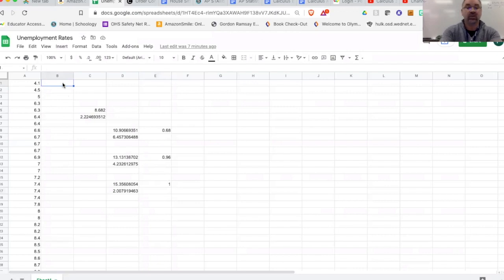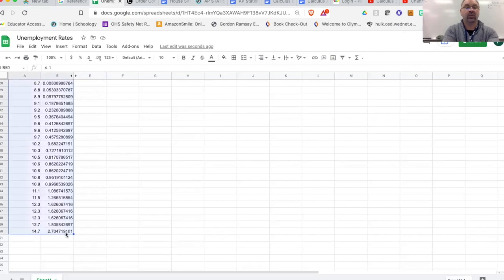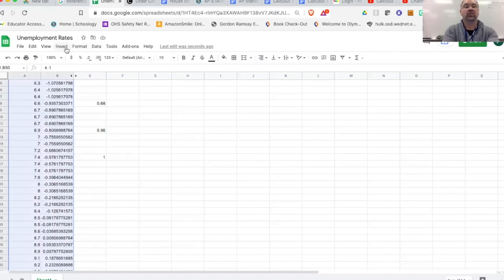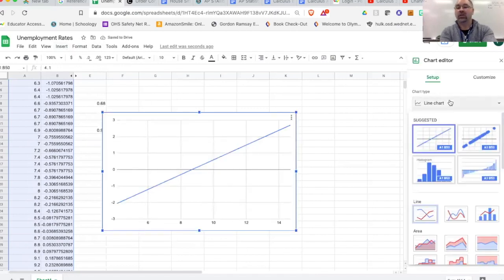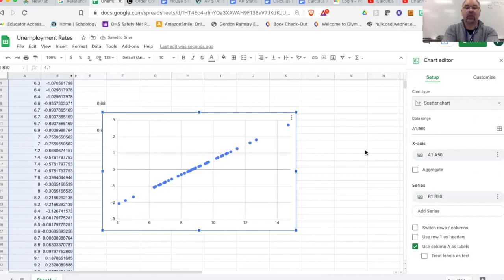So what I can do, and this is kind of fun, is I can type in a formula so that I can get my z-scores. And you know the formula, okay? X minus mu divided by sigma, which is right here. And now we have our data and our z-scores. And so what we're going to do here is we're going to make a scatter chart. So I'm going to insert a chart. Well, I thought I was getting, there we go. And we're going to change this to be a scatter plot. Okay. And as you can see, that looks pretty darn linear, right?